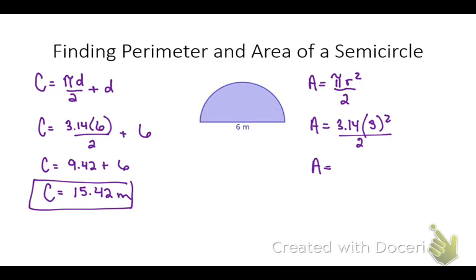Did you get 28.26? And then when you divide by 2, you get 14.13 meters squared. All right, give me thumbs up if you guys got that right. Give me thumbs up. All right.